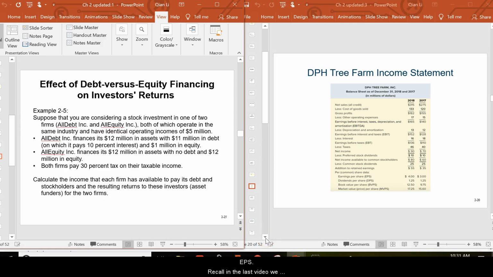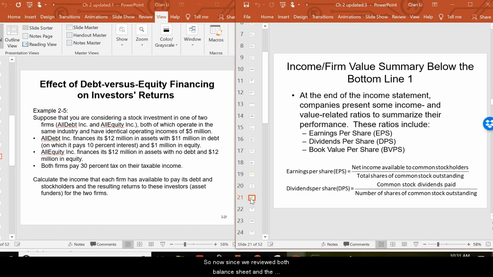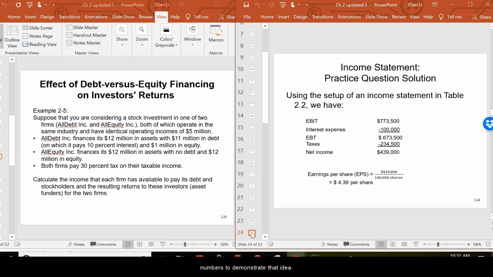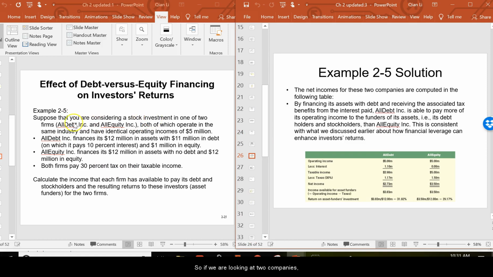Recall, in the last video, we talked about how leverage, financial leverage, can magnify investors' returns. So now, since we reviewed both the balance sheet and the income statement, we can try to use some numbers to demonstrate that idea. If we are looking at two companies, one called All Debt, the other called All Equity, and they have identical operating income. You see in this table, we have both companies starting at the same amount, 5 million operating income.